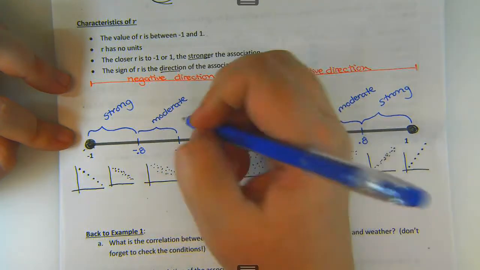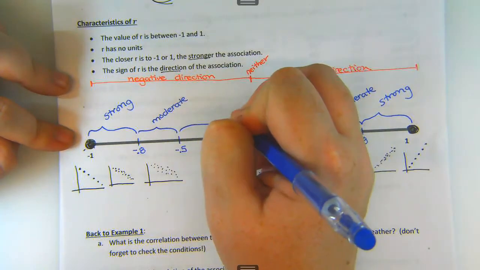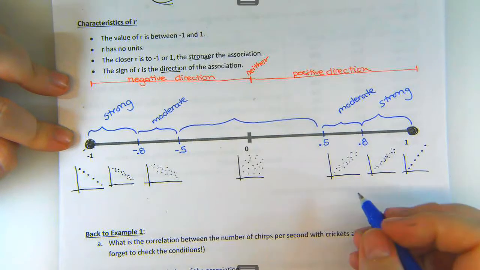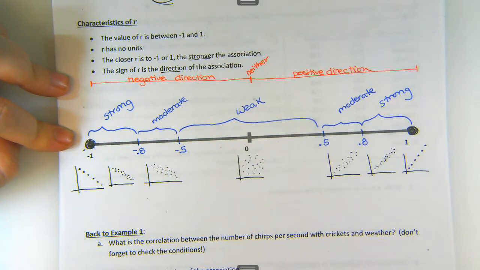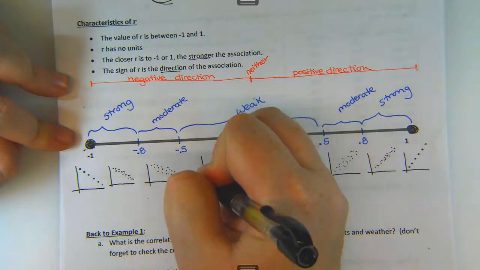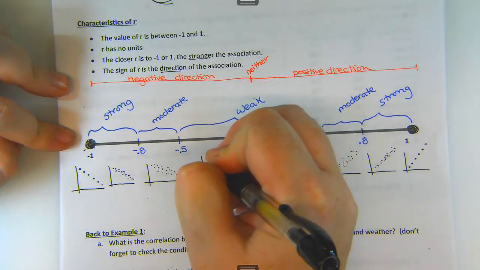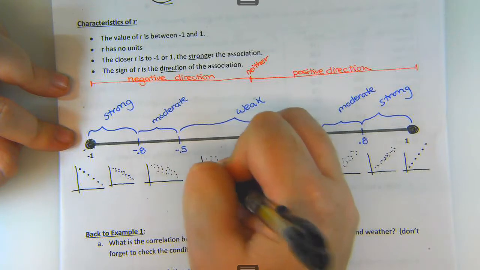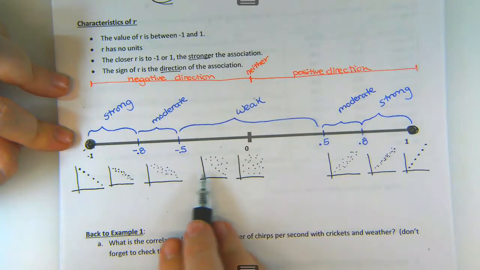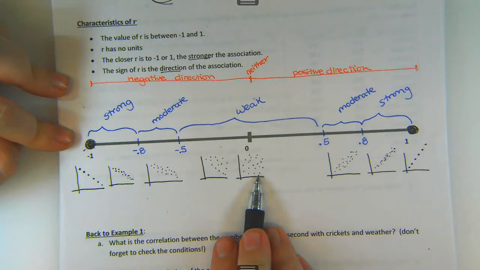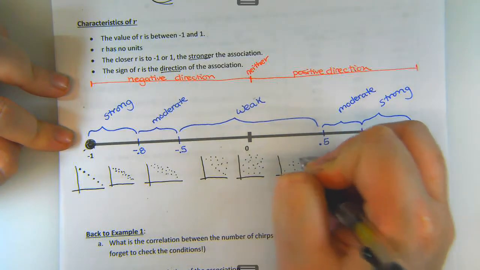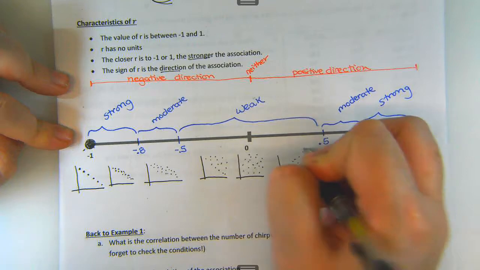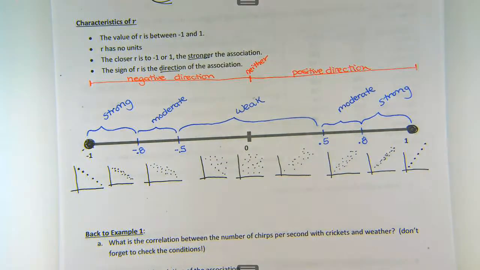And then as soon as we're in here, -0.5 up to +0.5, this is our weak strength. This is where there's a lot of spread to our data. So in here, maybe it looks barely linear, but overall, it's verging on that kind of shape of this blob of data, but maybe there's the ever so slight positive trend here, but pretty scattered.